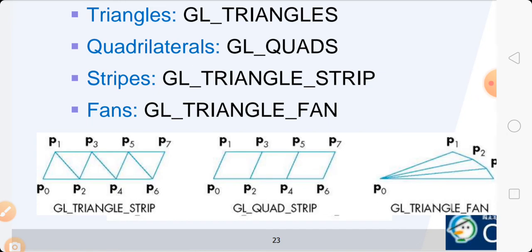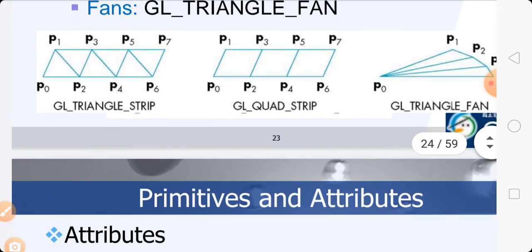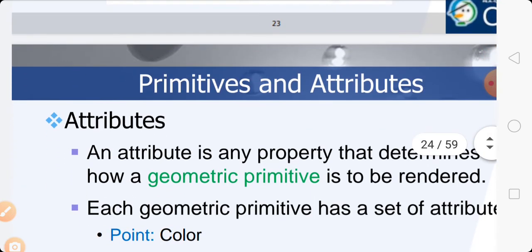Then GL_QUAD_STRIP. Here a quadrilateral is formed, and one quadrilateral is connected to another quadrilateral. Then it is called a GL_QUAD_STRIP. GL_TRIANGLE_FAN: if we form all the triangles around a point, then it looks like a fan, so it is called a GL_TRIANGLE_FAN. So these are all the primitives we use in computer graphics to design any object.